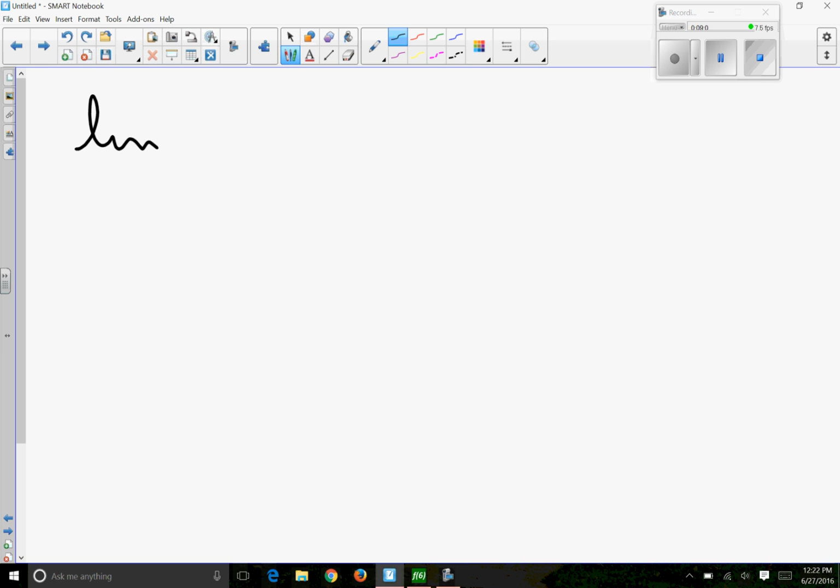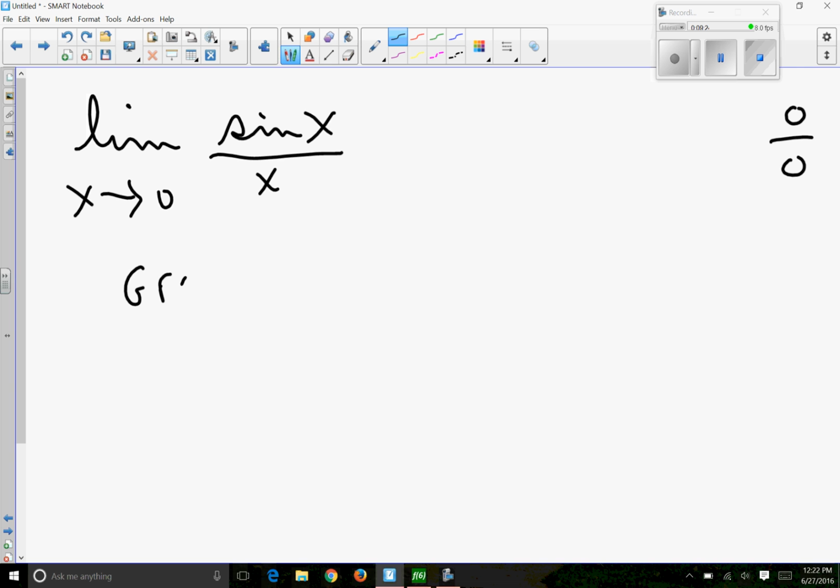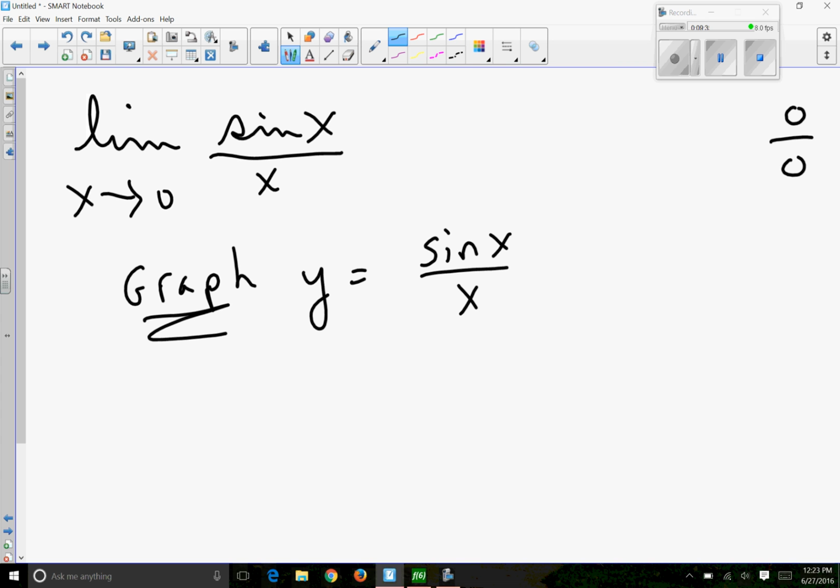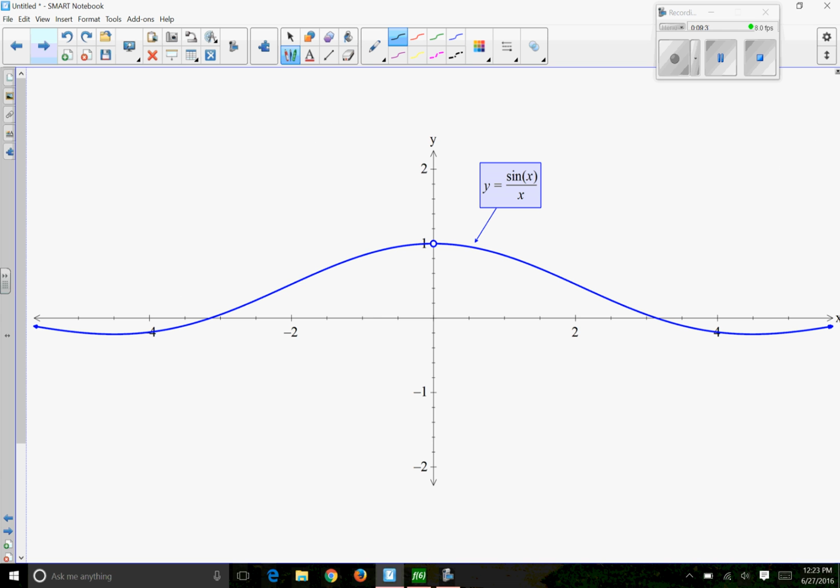Okay, next example is the limit of sine x over x as x approaches 0. This is another 0 over 0 form. The sine of 0 is 0, and when x is 0, the denominator is 0. The technique for evaluating this limit is to look at the graph of y equals the sine of x divided by x. You can graph this with a graphing calculator, and it looks like this.